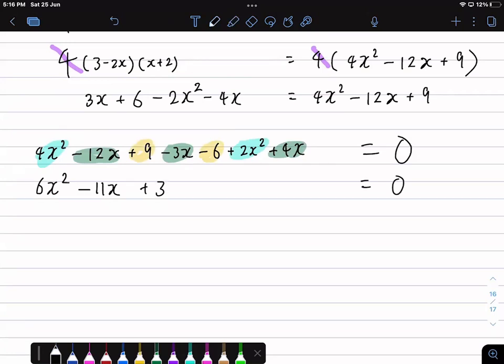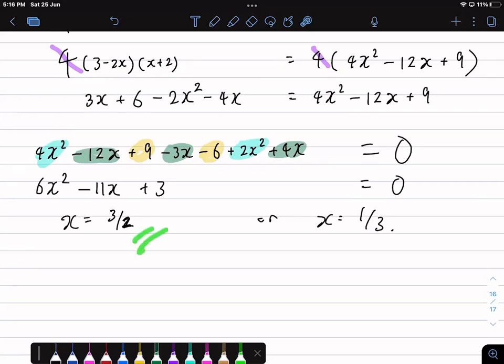How to solve? Quadratic equation. Use calculator. 6, minus 11, 3. I get x equals to 3 over 2 or x equals to 1 over 3. Finally, we are done. Or are we? Are we done?